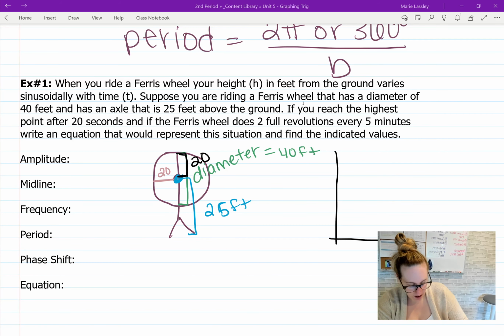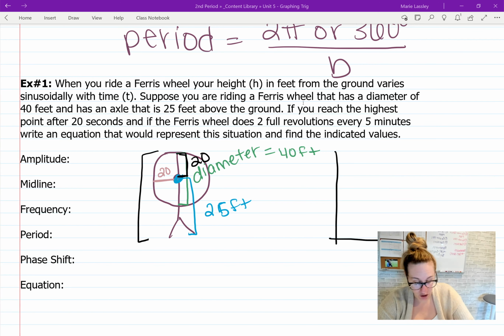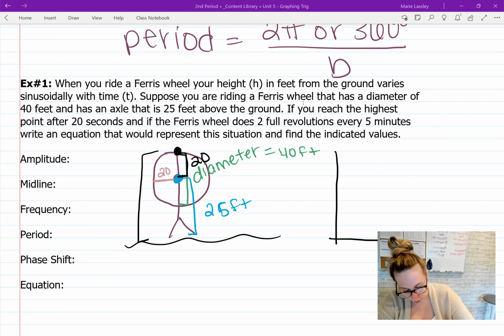And all the way to the ground is an extra 25 feet. Then I know I'm a total, right? So at my highest point from the ground, my highest point is 20 plus 25, so 45 feet from the ground. That's my highest point.